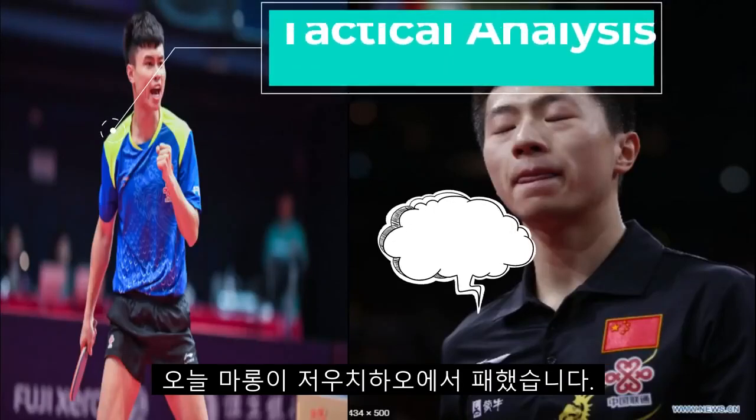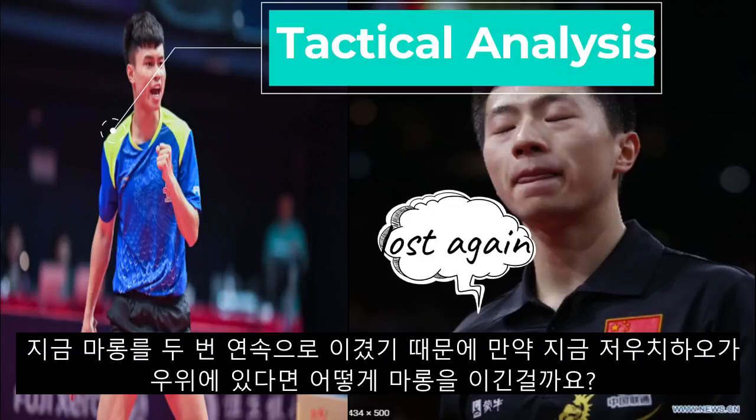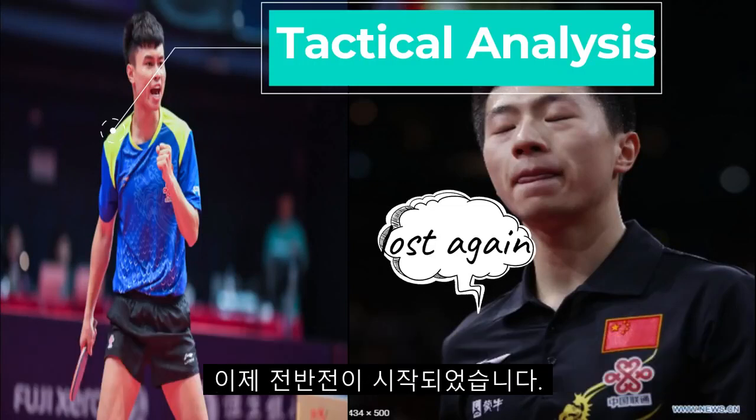Today Ma Long lost to Zhou, so we will watch the match together and analyze important points from the tactical point of view, to see how Ma Long lost, and if Zhou now has the upper hand, because Zhou beat him 2 times in a row now. Now let's begin with the first half.